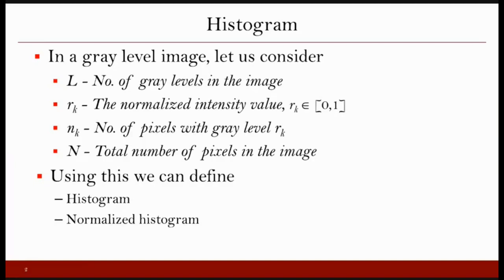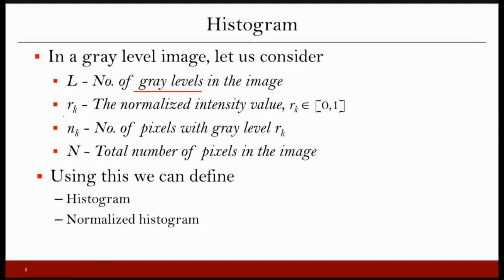To define the histogram, let us consider a few notations. Whenever we are talking about histogram in this class, L will refer to the total number of gray levels that we have in the image, right? For example, if your image has gray levels from 0 to 255, that means the value of L will be 256, so total 256 different gray levels.